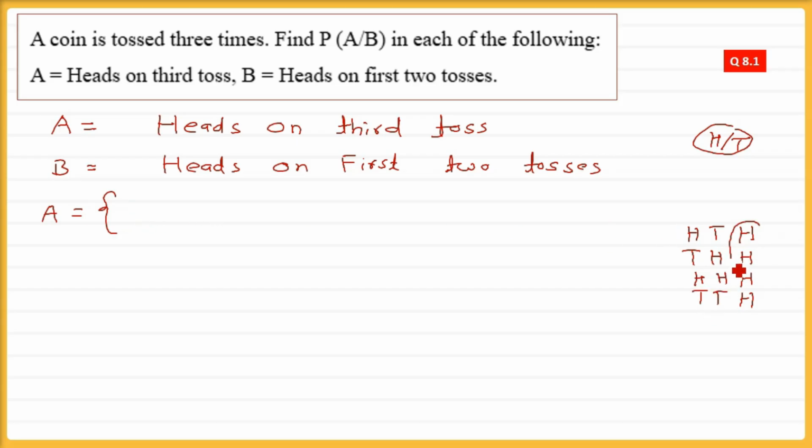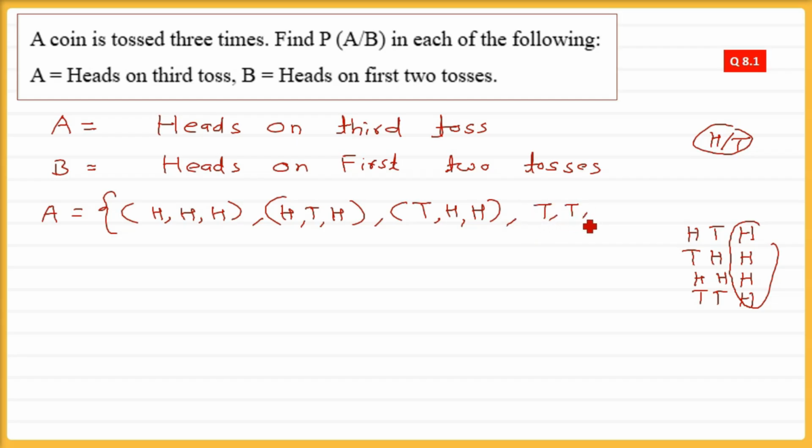Let's write it here. See, the last one is already fixed. The other 2, the first one and second one, can be arbitrary. It can come either head or tail, both head, both tail. So these are 4 possibilities we have. Start with HHH. Then we have HTH, head, tail, head. Then we have tail, head, head, and finally tail, tail, and head.